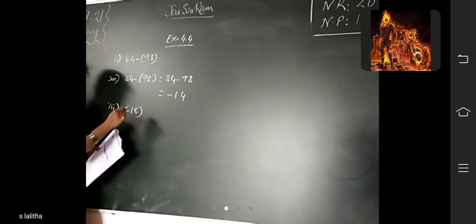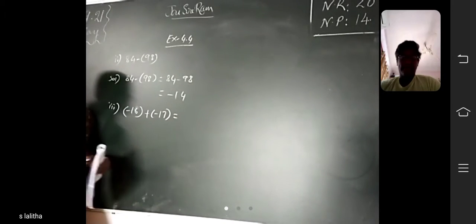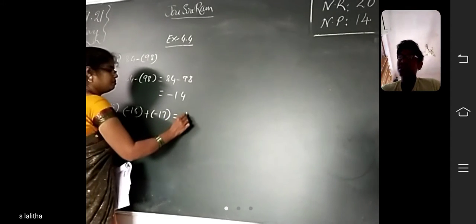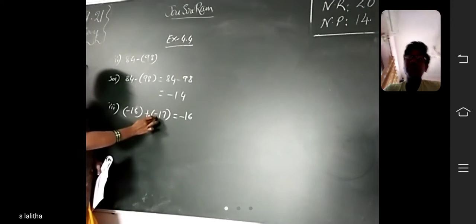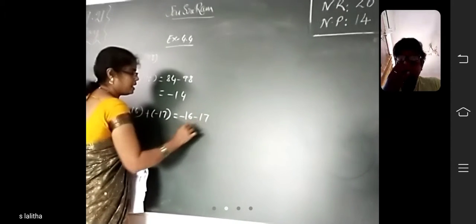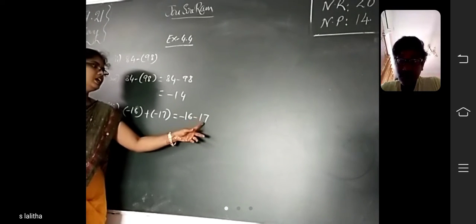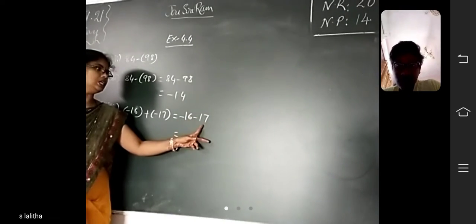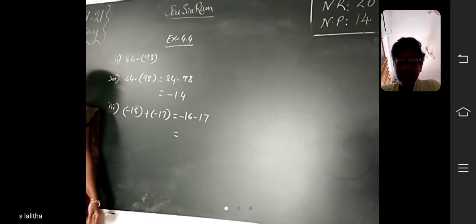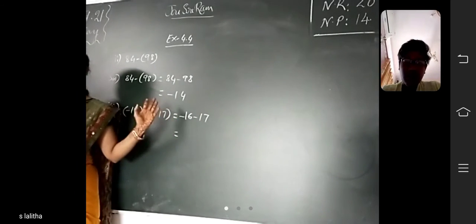Next, third one. Minus 16 plus of minus 17. How can you write this one? Minus 16 plus of minus. Remove the brackets. Plus of minus, what will we get? Minus. Plus of minus is minus. So now both are negatives only. Both are negative integers. What should you do, addition or subtraction? Addition. Both negative means you should do addition. But you have to put the subtraction symbol.